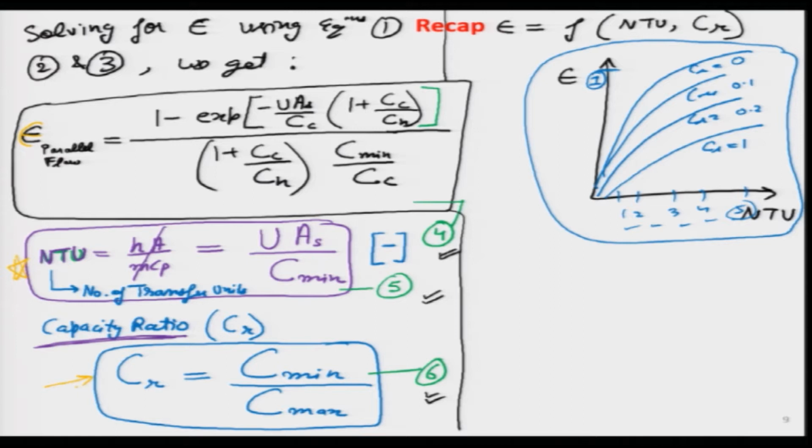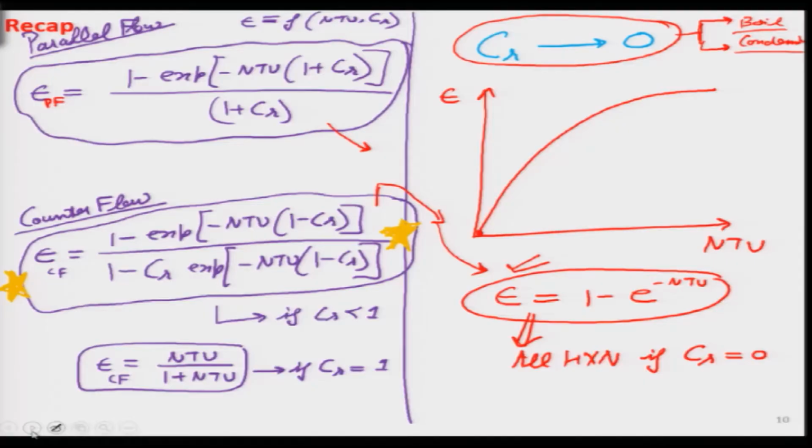We also defined the NTU expression like this, which is UAS divided by C min, and we defined another capacity ratio called CR. It is a small CR, which is the ratio of C min to C max. We defined a couple of parameters, but things were not very complicated, they were very interesting, and we could work out some solved examples as well based on these expressions.